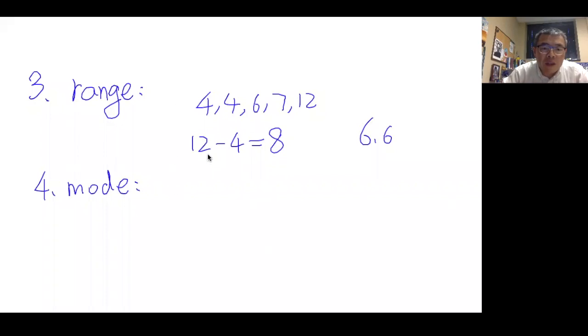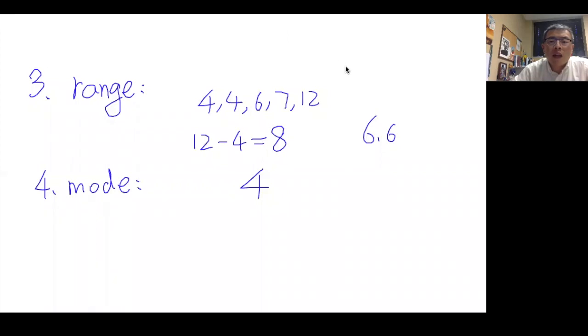By definition, mode simply tells you the number that mostly appeared in this data set. In this case, all these 3 numbers appear only once and 4 appears twice. So the mode of this set is basically 4. It's just simple like that.